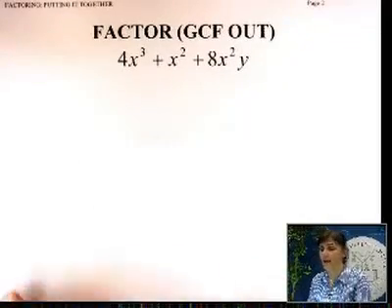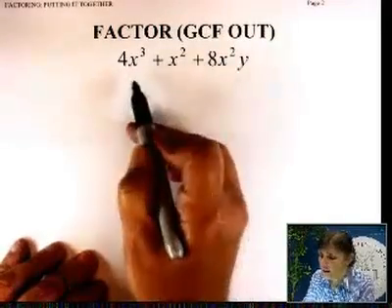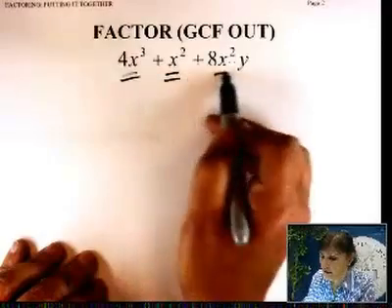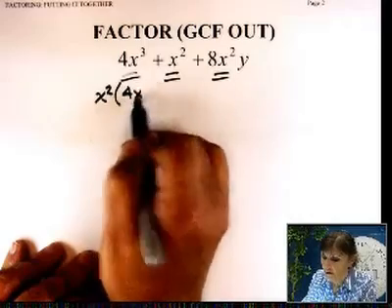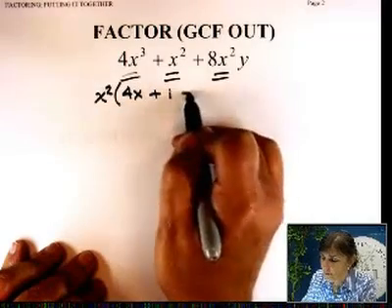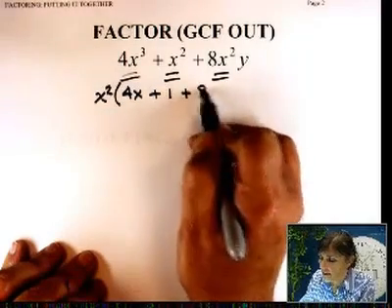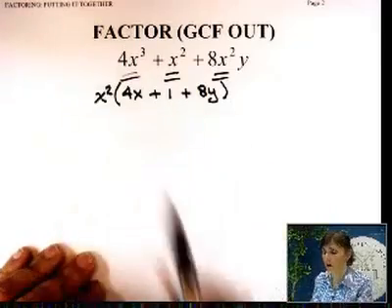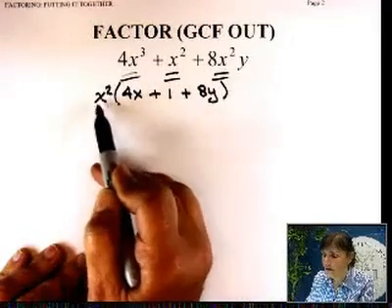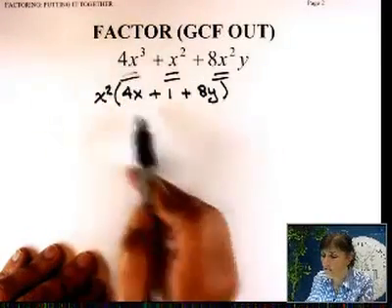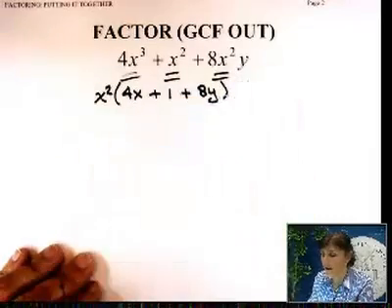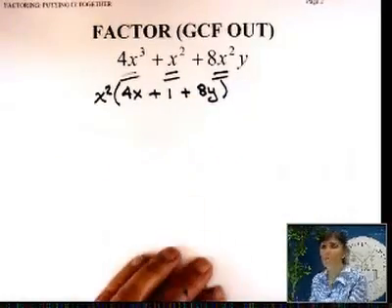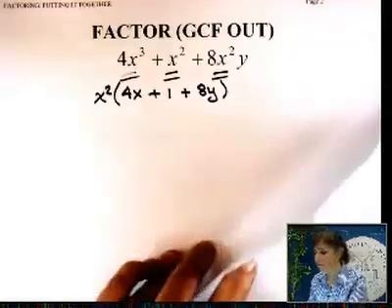Here's the first one. Can I take the GCF out? Let's look at it. It looks like x squared can come out. Watch. x squared is out: 4x plus 1 plus 8y. Guess what? Let's FOIL it back. This one is 4x cubed. It looks like it. x squared, it looks like it, 8x squared y. This is the one that I only use. Just take the GCF out. That's not bad.